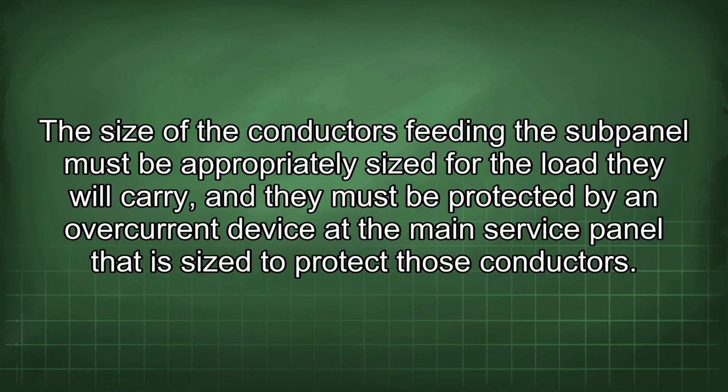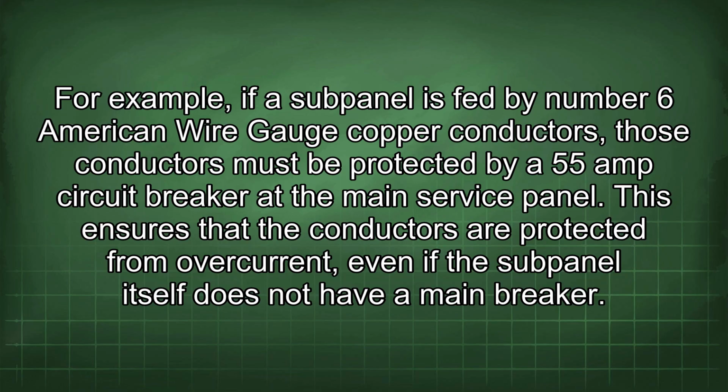The size of the conductors feeding the subpanel must be appropriately sized for the load they will carry, and they must be protected by an overcurrent device at the main service panel that is sized to protect those conductors. For example, if a subpanel is fed by number 6 American wire gauge copper conductors, those conductors must be protected by a 55 amp circuit breaker at the main service panel. This ensures that the conductors are protected from overcurrent, even if the subpanel itself does not have a main breaker.